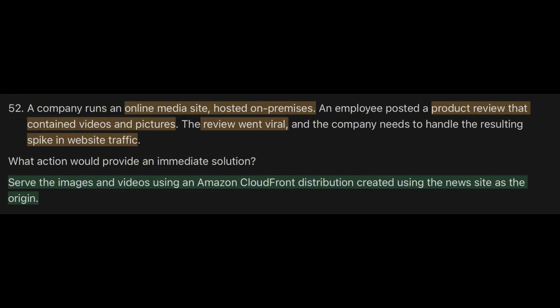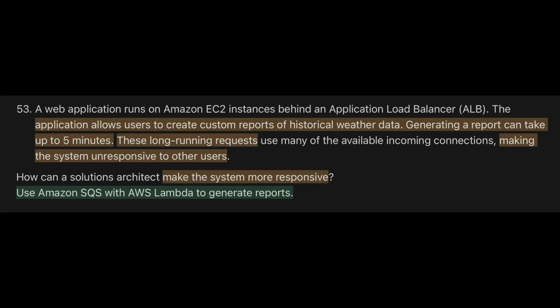Now let's say an application allows users to create custom reports of historical weather data, and they generate a report that can take up to 5 minutes. And these are long-running requests, and they make the system unresponsive to other users. And so to make the system more responsive, they can use Amazon SQS with AWS Lambda to generate reports.